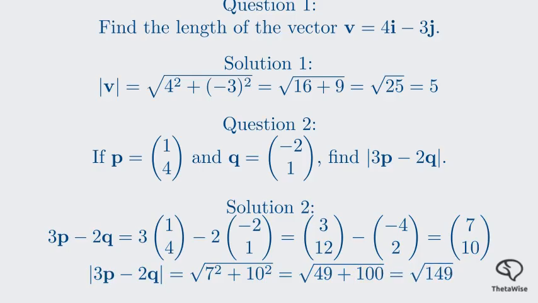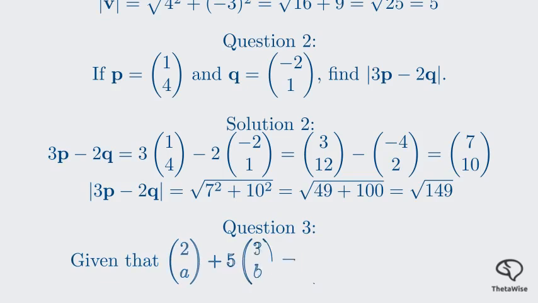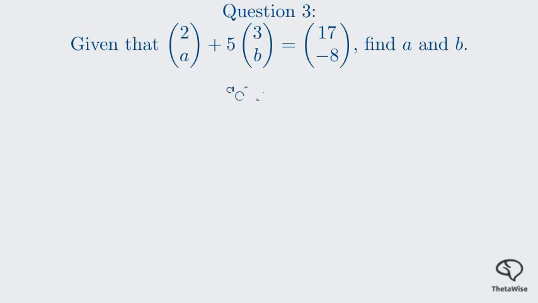For our third question, let's explore vector equality. Question 3 presents an equality between two vectors with unknown scalar variables a and b. We must find the values that make this equation true. Think about how we solve for unknowns in an algebraic vector equation. Let's work through the solution.